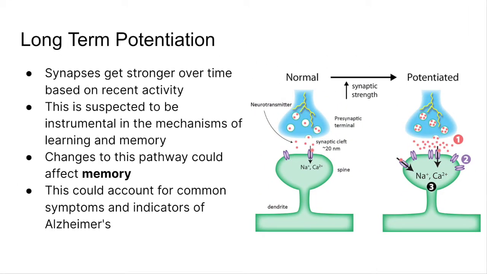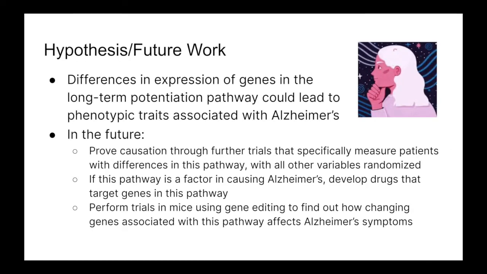So the idea behind the long-term potentiation pathway is that synapses get stronger over time based on recent activity in the brain. And this is suspected to be instrumental in the mechanisms of learning and memory. So changes to that pathway could affect memory, which is generally a common indicator of Alzheimer's disease. So differences in expressions of genes in this long-term potentiation pathway could lead to phenotypic traits that are associated with Alzheimer's.